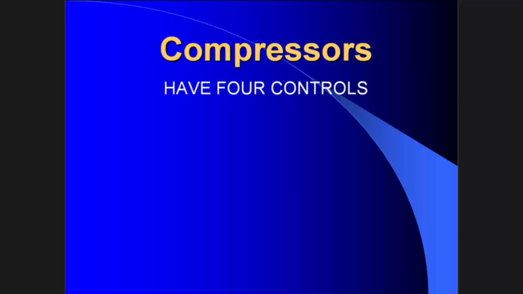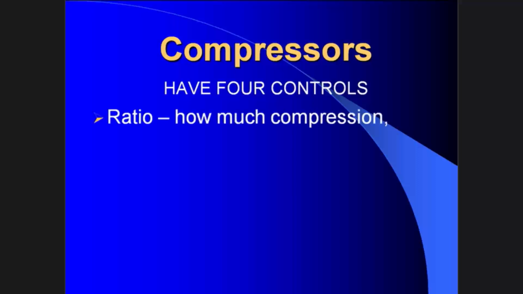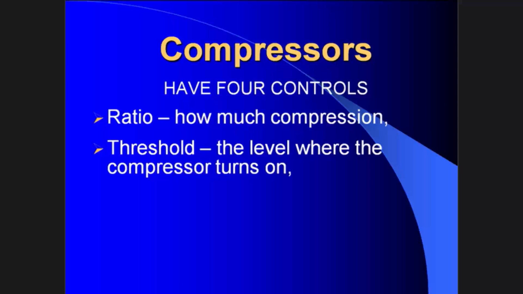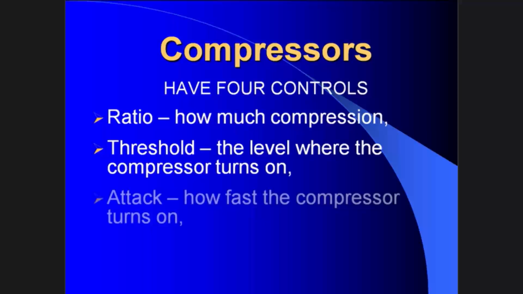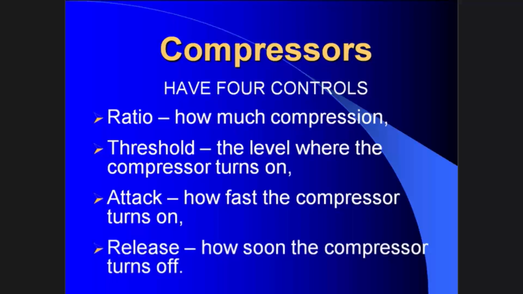Compressors have four basic controls which you need to know. The ratio determines how much compression is applied to the audio signal. The threshold is the audio level at which the compressor starts to activate. The attack time is how fast the compressor turns on, and the release time is how soon the compressor turns off after it goes below its threshold.